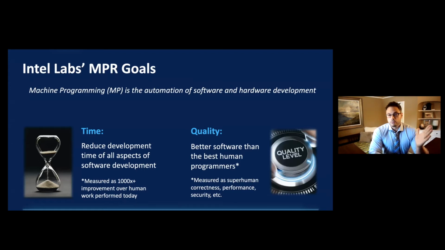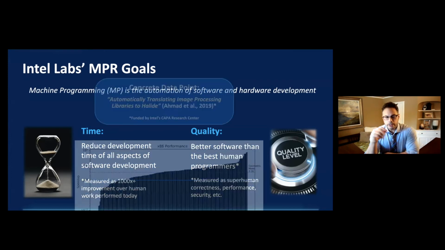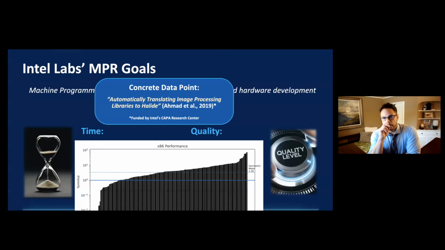So this is very audacious. And in fact, all of the pioneering research efforts at Intel Labs are meant to be audacious, that we are trying to achieve things that are out of our reach today. Otherwise, we wouldn't be pioneering research. We would sort of be incremental research. That being said, we actually do have early data points that this is achievable.